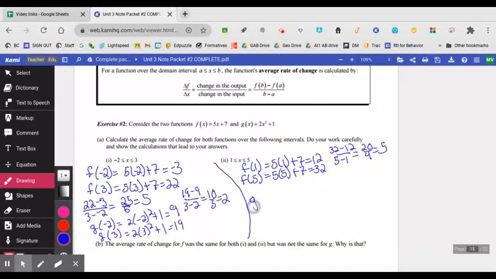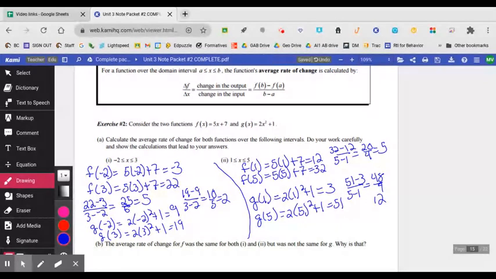Then we're going to do g of 1, which is 2 times 1 squared plus 1, which is 3, and g of 5, which is 2 times 5 squared plus 1, equals 51. So our rate of change there is 51 minus 3 over 5 minus 1, which is 48 over 4, which is 12.